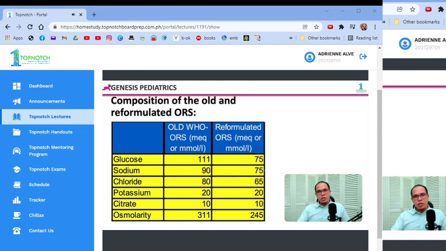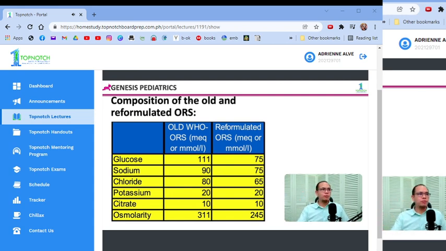Okay? And another change in the reformulation is that they changed the ratio of your glucose and sodium to 75-75, 1:1. Okay? 1:1 ratio of your sodium and glucose. This is theoretically to maximize the sodium-glucose co-transport in your intestinal mucosa. Okay? Dahil sabi natin, di ba, where sodium goes, water follows. Okay? So yun yung purpose nun. So na-utilize mo yung sodium-glucose co-transport. So pagpasok ni sodium paloob, hahatakin din yung tubig para mas mabilis mag-replenish ng intravascular volume.